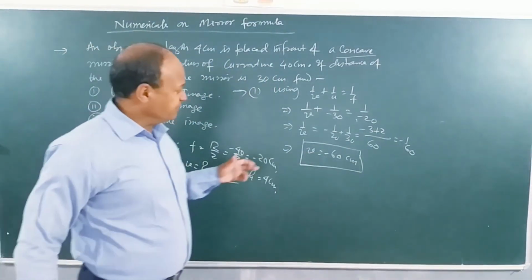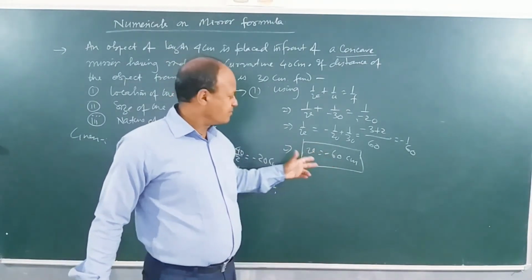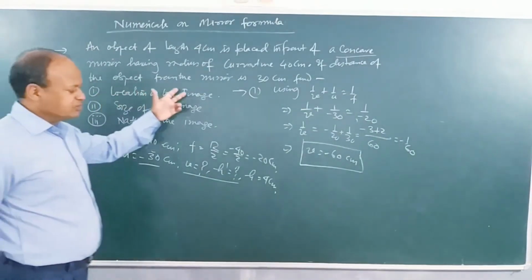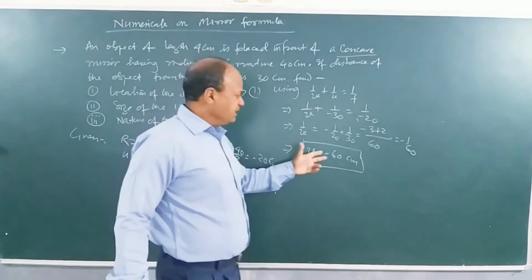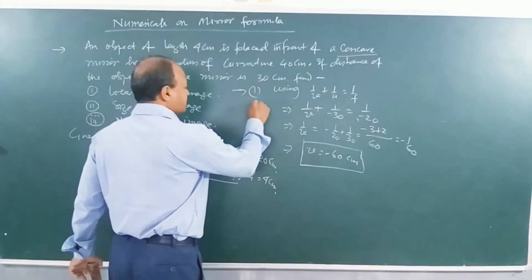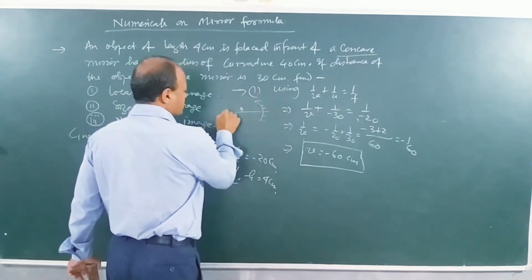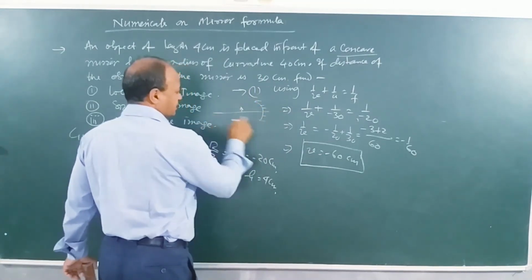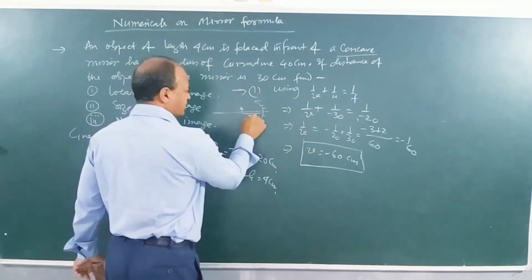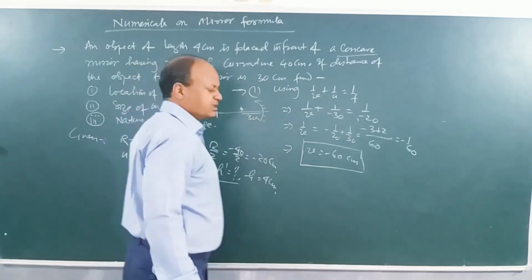So V is minus 60 centimeter. I found the first answer, location of the image. V will be minus 60 centimeter. It will be on the left. Meaning, if this is the mirror, if this is the object, V is on the left, behind the object. This is 30. So image will be somewhere here, at a distance of 60 centimeter.